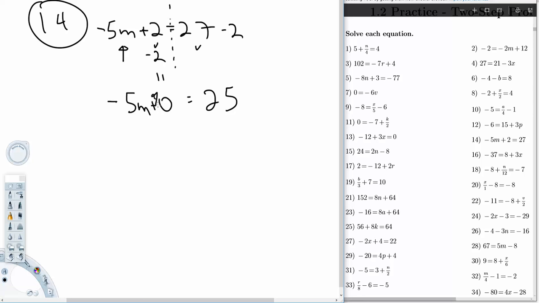So we get rid of that 0. It doesn't need to be there. Minus 5m equals 25. Minus 5m is really minus 5 times m. And if I want to get rid of this minus 5, I'm going to divide the whole thing by minus 5, right? Let's think about that. Minus 5 times m equals minus 5m. If I want to get rid of that minus 5m, I'll divide by minus 5. And this will cancel out.